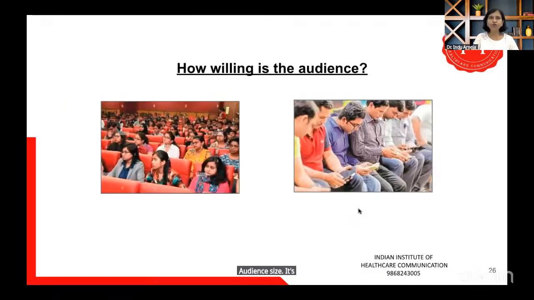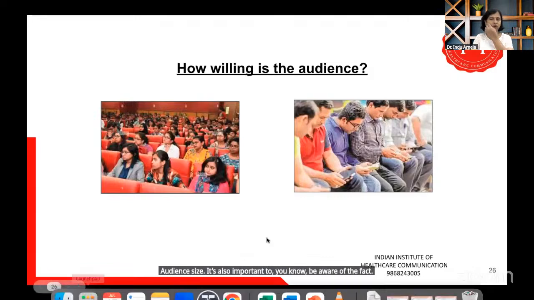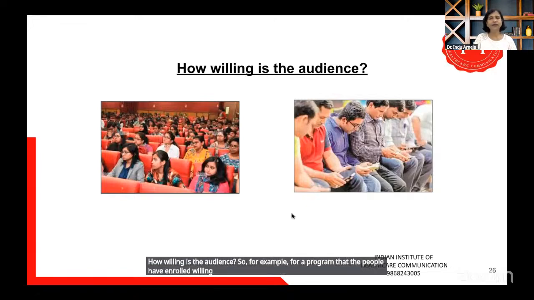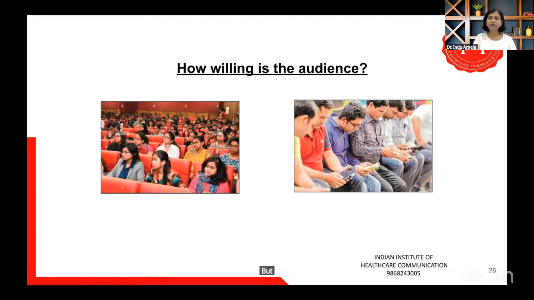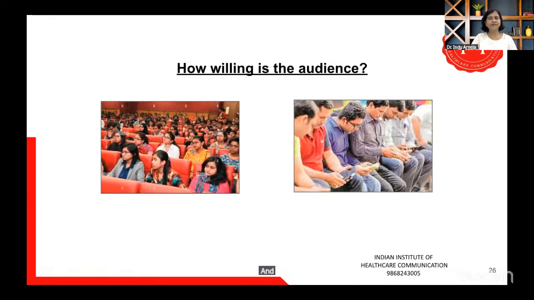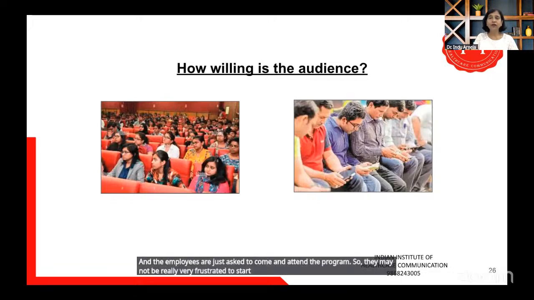It's also important to be aware of how willing the audience is. For example, for a program that people have enrolled in willingly, voluntarily, you will see they will be interested to attend. But in a number of cases, the management has organized the program, and the employees are just asked to come and attend. So they may not be really very interested to start with. Again, creating interest will become your responsibility.